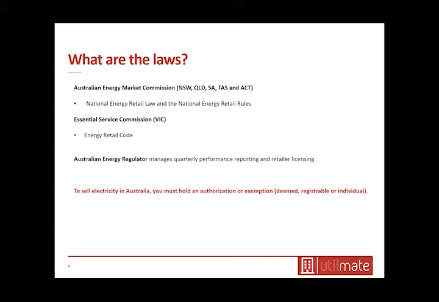Broadly, you are either an authorised retailer in Australia or an exempt retailer. To sell electricity in Australia, you have to be one of the two. There are no exceptions. Within the exemptions, there are deemed, registrable and individual exemptions. So the deemed ones are where you don't actually have to apply for anything. You're deemed to have an exemption, but broadly, you have to have one of those three things. We're going to talk about those.